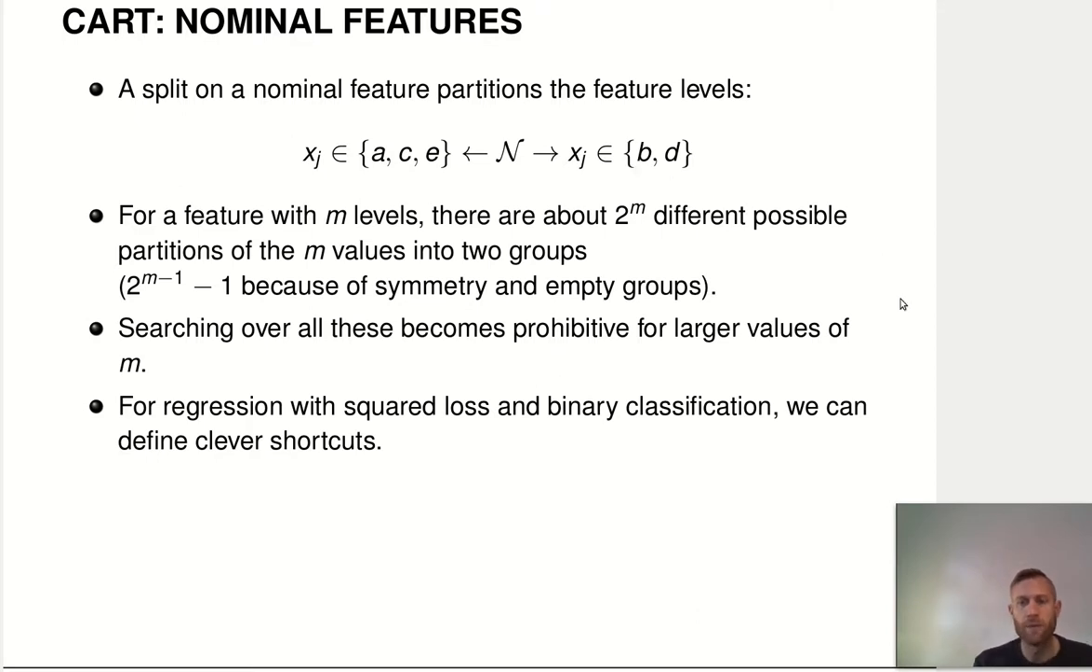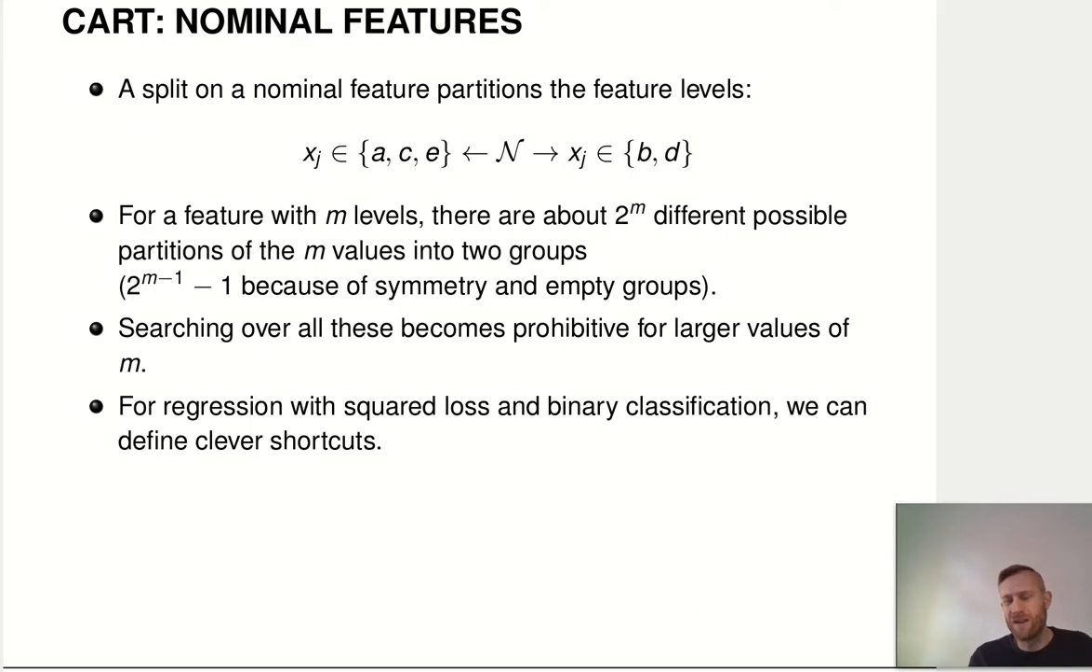Now, the problem is that if you're looking for an optimal split on a nominal feature, you have to look at all possible subsets of the levels of that feature. So if your feature has m possible categories or levels, there are 2 to the power of m minus 1 possible ways to split that up. If you think about something that has 11 categories, that's 2 to the power of 10. God, that's 1024 different ways to split up that feature.